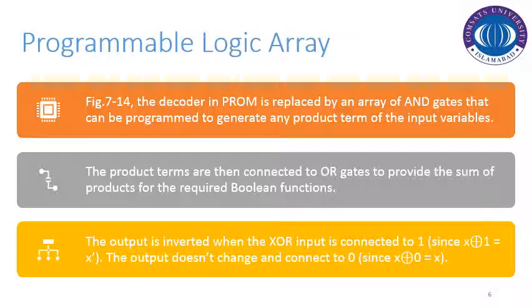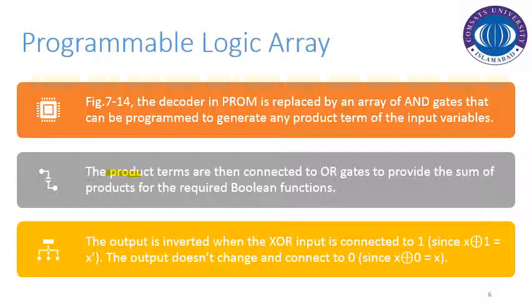Figure 7-14 of your book represents the structure in which the decoder in programmable ROM is replaced by an array of AND gates that is programmable. The input variables are also managed by that programmable array, and the AND array gives us the product terms that are available in the Boolean function. We've got the OR array that provides the interconnection between those product terms.